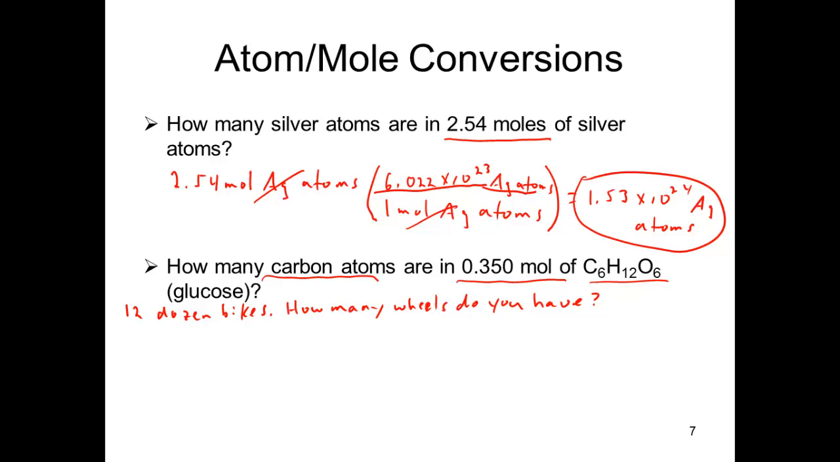So I'll show you how this is an analogy to the above problem. A mole is just a number, just like a dozen. So we want to know how many wheels you have if you have 12 dozen bikes. Well, we know our given is 12 dozen bikes. So I have to have dozen on the bottom. Well, I'm going to convert dozen to numbers of bikes. I know that 1 dozen bikes is 12 bikes.